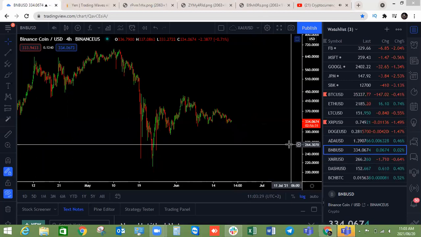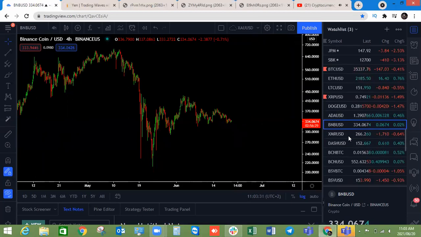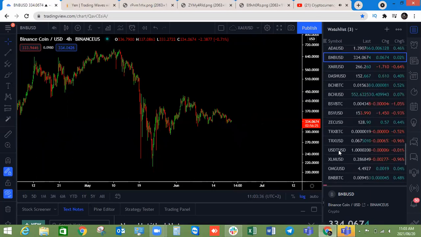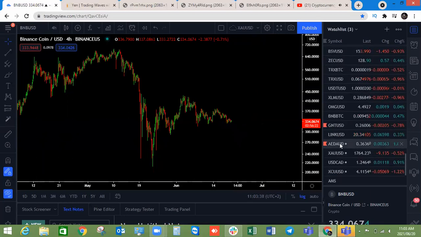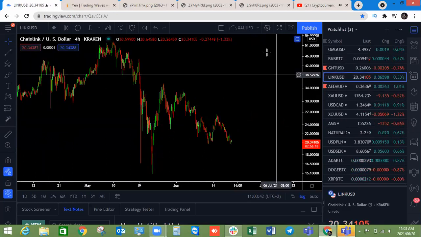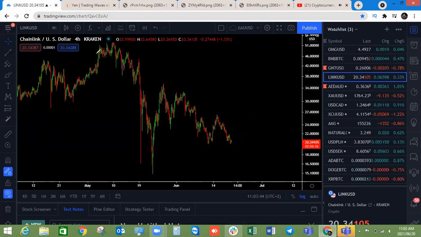And lastly, I will go look for Link. Let's do Link. That will be the last one that we do. Most of them have got similar structures, so you can just follow the same structure. Right. So this is Link now. Link has made 5 waves to the downside.